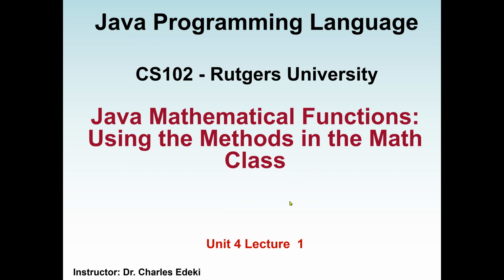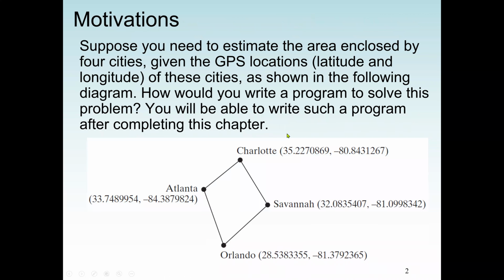In this lecture, we're going to cover chapter 4 of our course textbook, which is Java Mathematical Functions using the Java Math class. The motivation behind these lectures is that suppose we need to calculate the area enclosed by 4 cities, given the GPS locations, that's the latitude and also the longitude values. Here we have a diagram with 4 cities. Each city has 2 points, that's their GPS location, the latitude and also the longitude values.